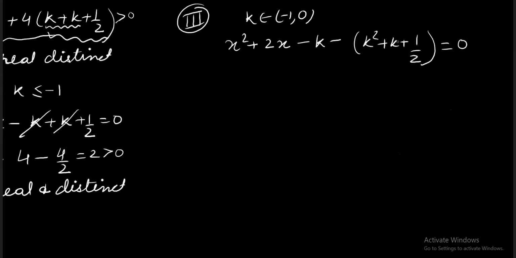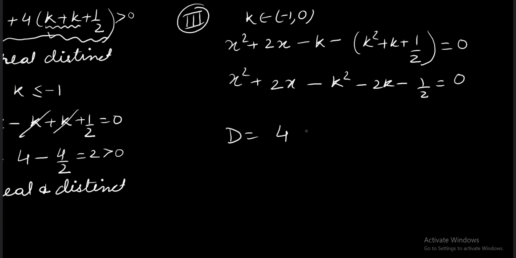I can cancel this k. No, I cannot cancel it. I am getting x square plus 2x minus of k square minus of 2k minus 1 by 2 equals to 0. Let's write down its discriminant. So discriminant D will be b square minus 4ac. So minus 4ac means plus हो जाएगा ये. This will become k square plus 2k plus 1 by 2.